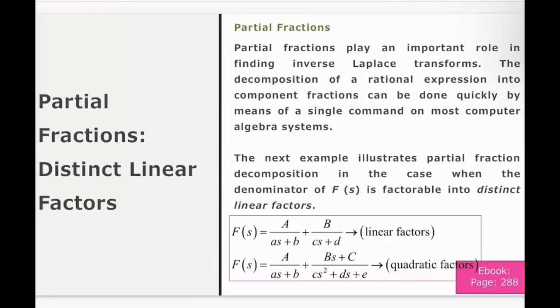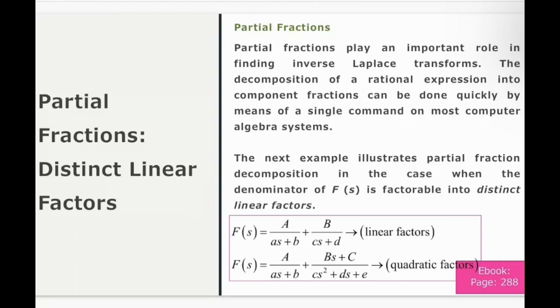So for this evening, we will discuss the second last subtopic of Laplace transform. We will discuss how to find the inverse Laplace transform of partial fraction. Right, so what is the partial fraction? Partial fraction plays an important role in finding inverse Laplace transform.